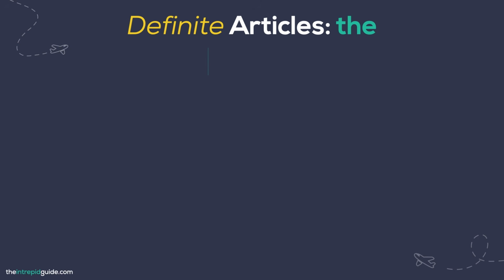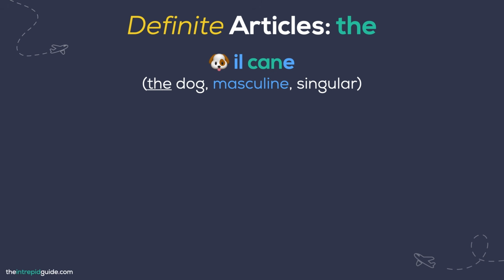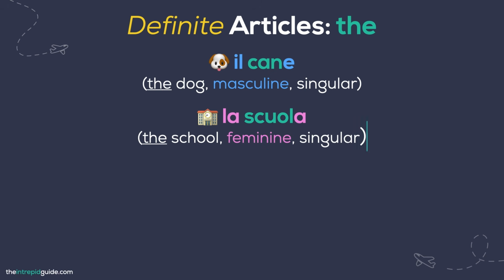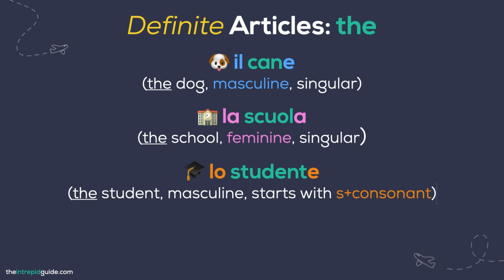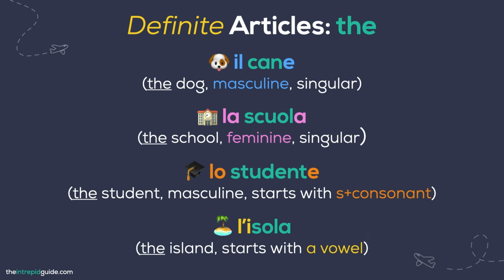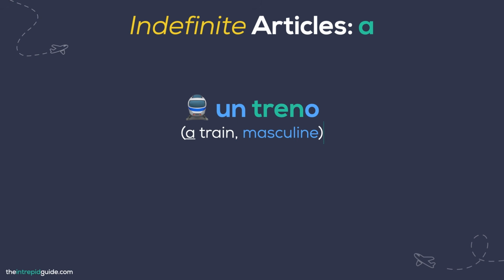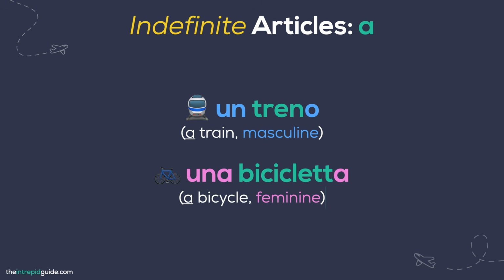For example, we have il cane, which means the dog. This is masculine singular. La scuola, meaning the school. This is feminine singular. Lo studente, which means the student. This is masculine and starts with an S plus a consonant. L'isola, the island. This starts with a vowel. And un treno, a train, which is masculine singular. Then we have una bicicletta, a bicycle. This is feminine singular.